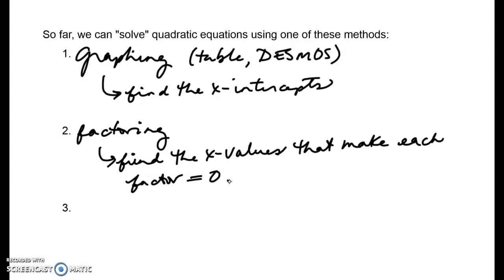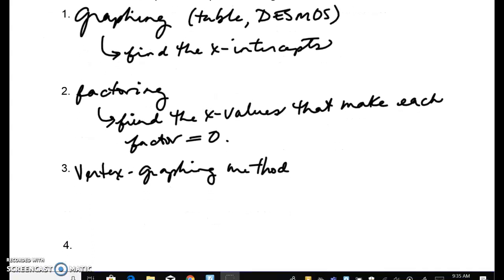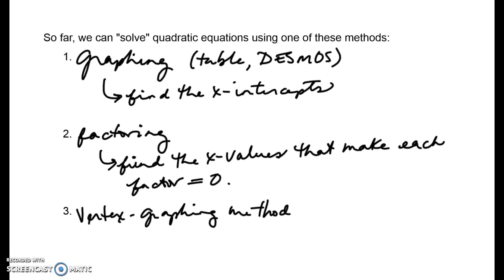The third way, we used the vertex graphing formula. This formula helped us to easily see the vertex. It didn't give us exact answers for our x-intercepts, although we could tell at a glance whether there was 0 answers, 1 answer, or 2 answers, or x-intercepts. So today we're going to learn the fourth way using our quadratic formula.